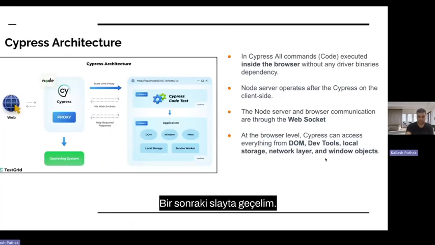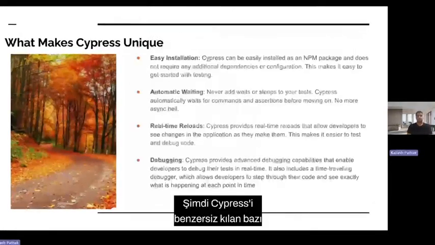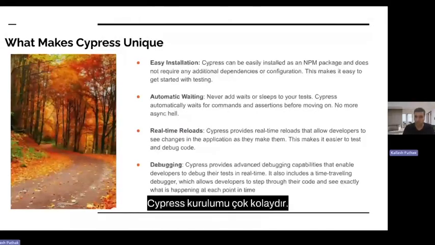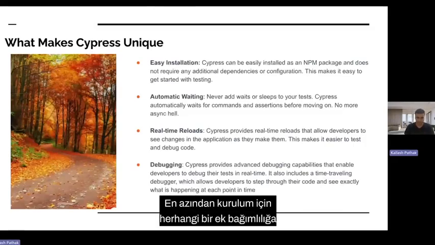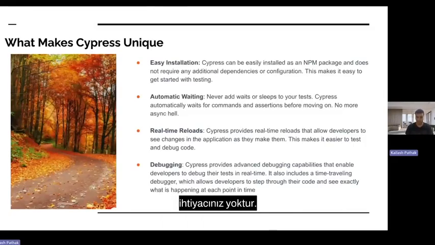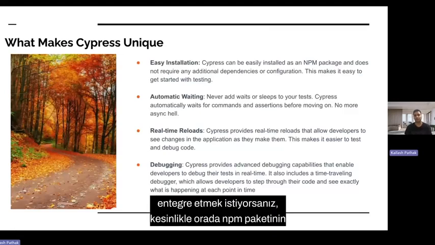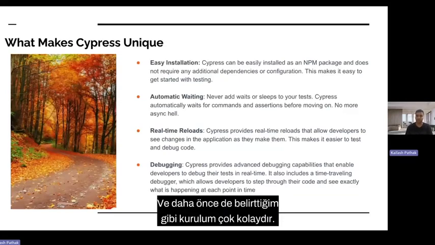Let's move to the next slide. Now let's come to some of the features of Cypress that make it unique. As I mentioned, easy installation. Cypress can be installed with the npm package. You do not require any additional dependency, at least for the installation. But yes, if you want to integrate third party reporting, or something for visual or accessibility testing, then you have to install some npm packages. Installation is very easy, as I already mentioned.